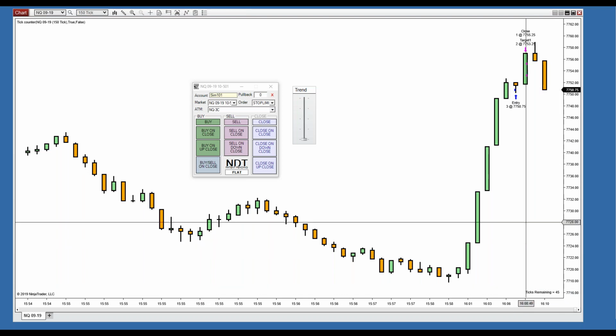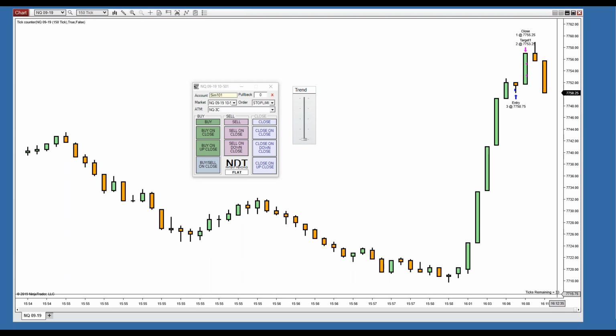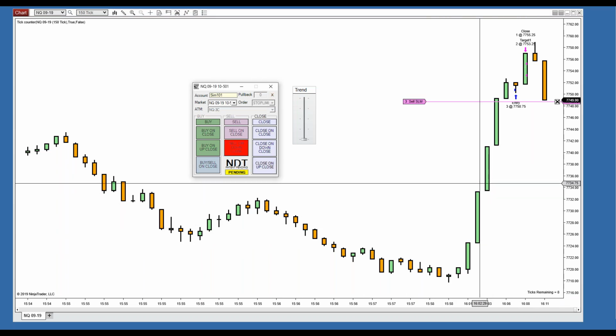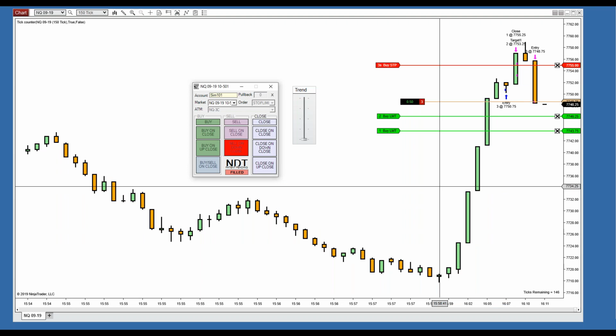But if you want to get an exact entry on a down close, as the tick counter starts to move down, you're never going to be certain where that candle is going to close. So all you have to do is hit sell on a down close, and the NDT will set it up for you and get you in exactly at the close of the candle.